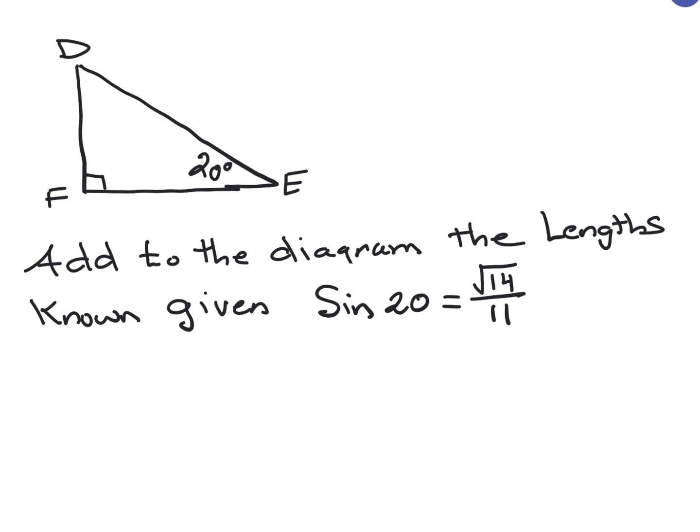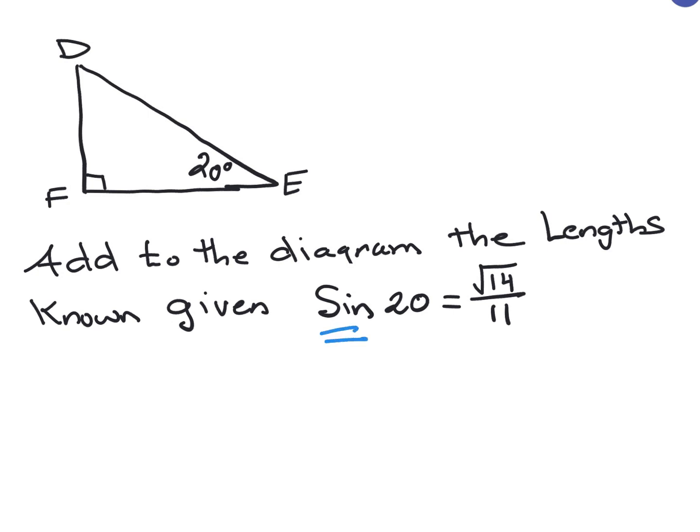Copy this triangle DEF and see if you can add to the diagram the lengths known given. Sine of 20 degrees is the square root of 14 over 11. Pause the tape, see what you can do, and come back. So here we go. Did you think of what SOH CAH TOA meant or what sine meant?